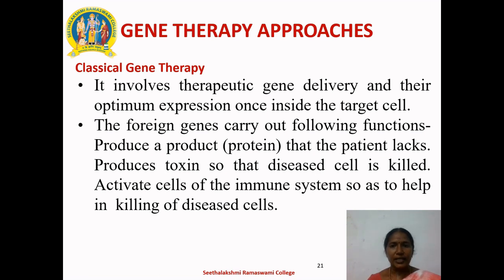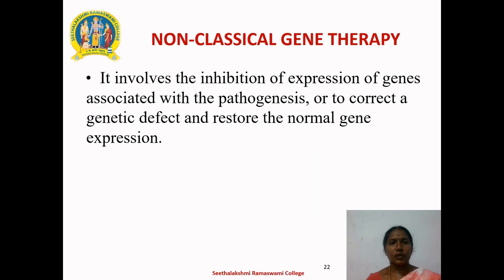It produces a product that the patient lacks. The next one, it produces toxins so the diseased cells will be killed. Automatically, the cells of the immune system will be activated so as to help in killing the diseased cells. Non-classical gene therapy involves the inhibition of expression of genes associated with pathogenesis, or correcting a genetic defect and restoring normal gene expression.